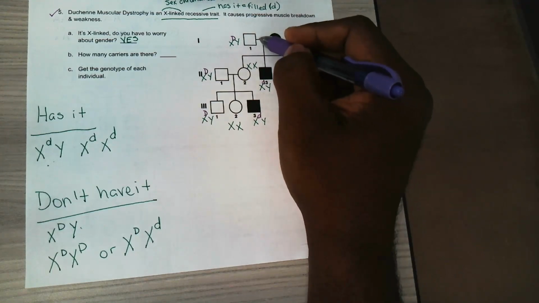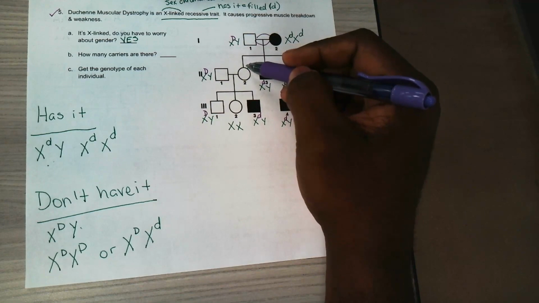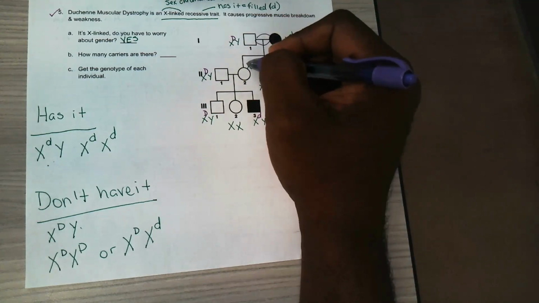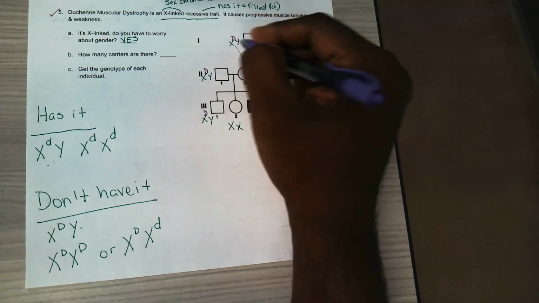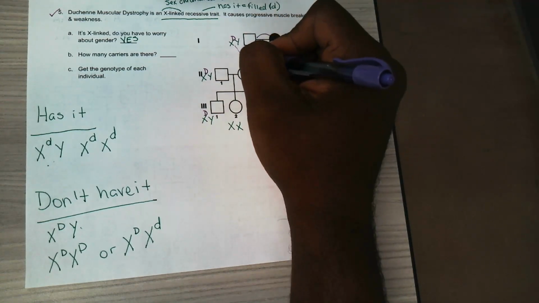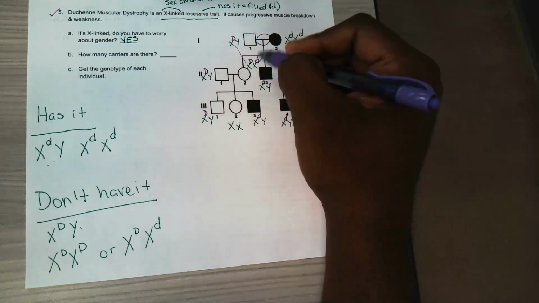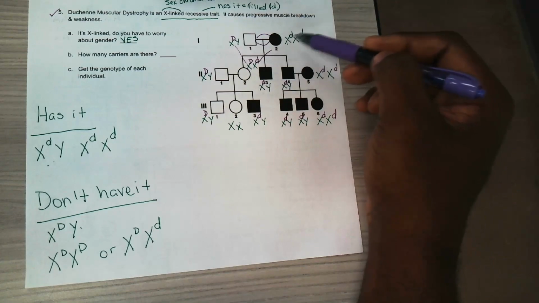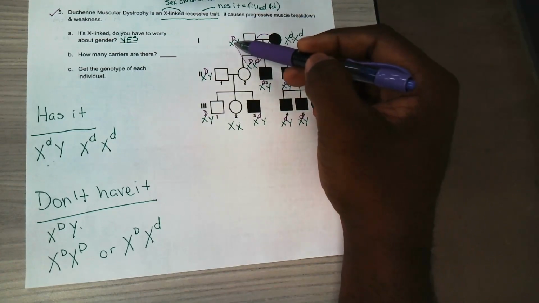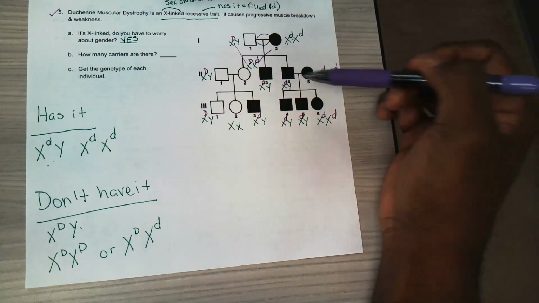So these two had kids. Here are the kids. Again, they get one from dad, one from mom. We know this female is going to have X big D and then the little d there, because we know mom has a recessive trait. Dad has the dominant allele, so he passes it on to the daughter.